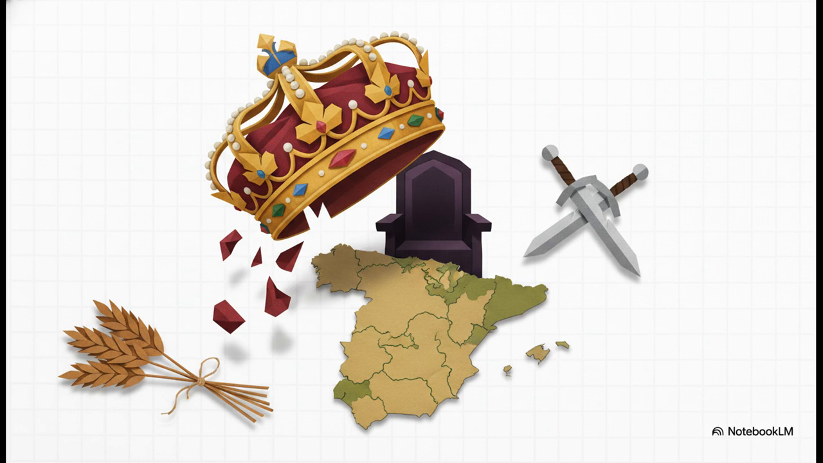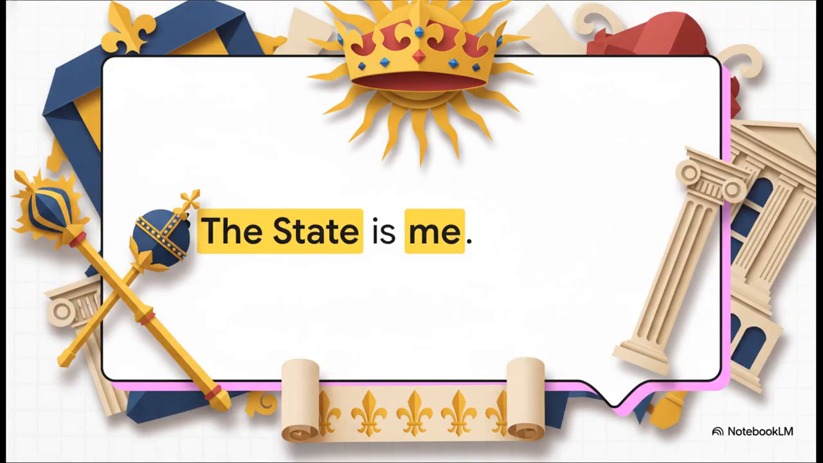Then, Philip IV let the Count Duke of Olivares run the show. His aggressive attempts to centralize power sparked massive rebellions in 1640, which eventually cost Spain control of Portugal forever. The whole thing ends with Charles II, the last Spanish Habsburg, dying without an heir, plunging Europe into yet another massive war. Now let's jump over to France and see an entirely different approach to finding order.